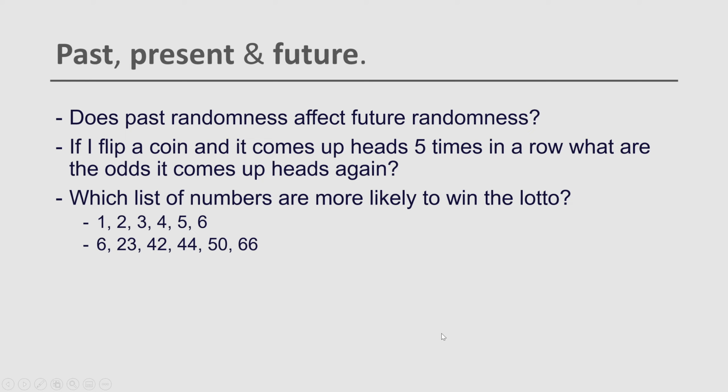Is it going to be 1, 2, 3, 4, 5, 6, or is it 6, 23, 42, 44, 15, 66? The reality is that either one of those numbers is just as likely as the other to come out, even though it doesn't feel like it, even though it feels like you would never possibly see 1, 2, 3, 4, 5, 6 come out in the lotto. That's how unlikely it is to win the lotto, basically, that it is so rare for those numbers to come out in that order.